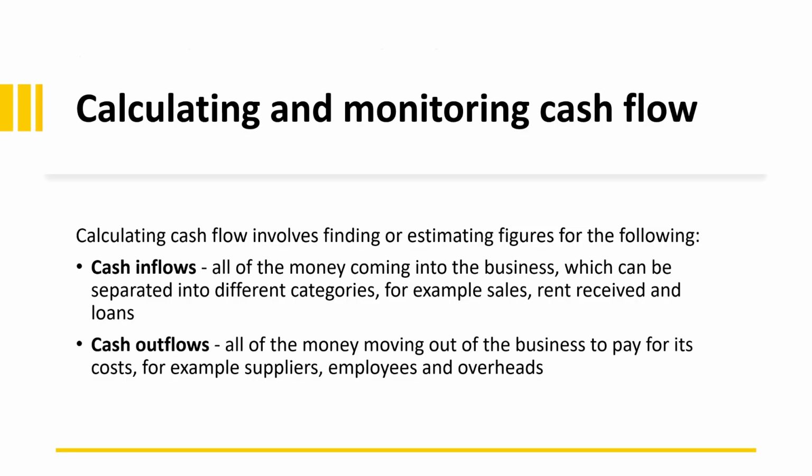Calculating cash flow involves finding or estimating figures for the following. Cash inflows, so this is all of the money coming into the business, which can be separated into different categories. For example, sales, rent received, and loans. And also then we have cash outflows. This is all of the money moving out of the business to pay for its costs. For example, suppliers, employees, and overheads such as rent, electricity, etc.